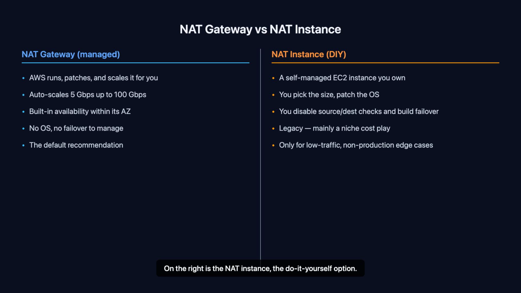On the right is the NAT instance, the do-it-yourself option. It's just an EC2 instance you own and manage. You pick the size, patch the operating system, disable its source and destination checks, and build your own failover. It's legacy at this point, surviving mainly as a narrow cost play for low-traffic, non-production environments.